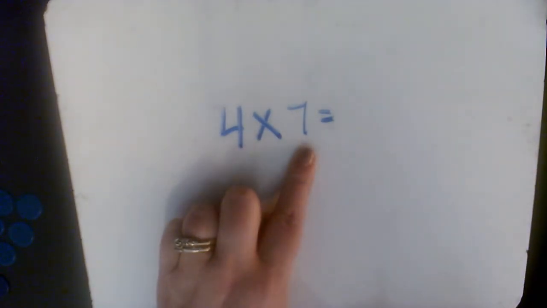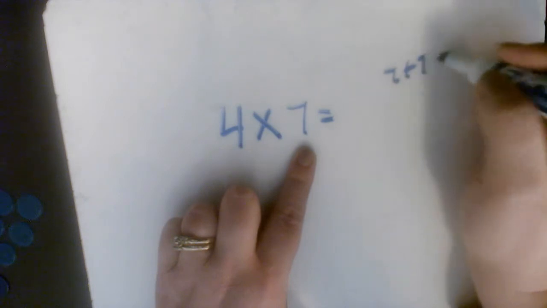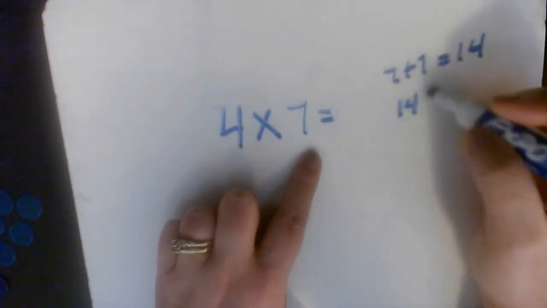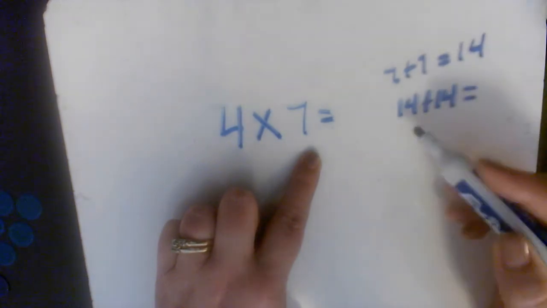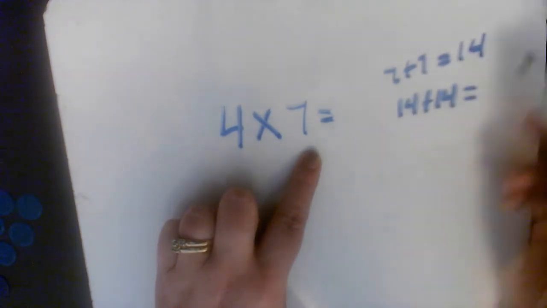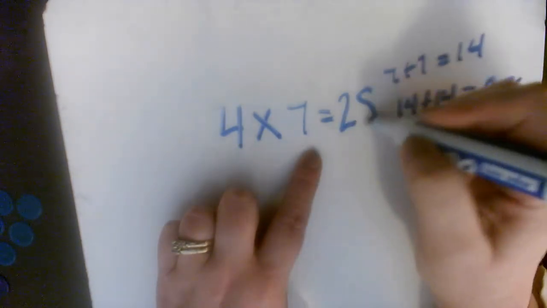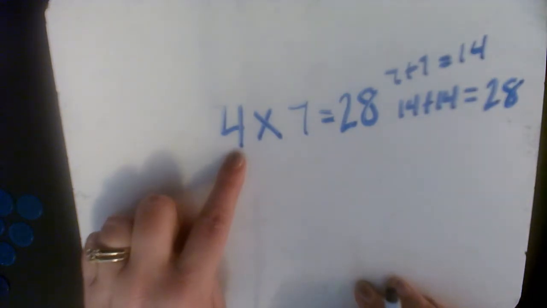Let's try one more. Let's do 4 groups of 7. Okay? I'm going to take the other factor, 7. I'm going to double that. 7 plus 7 equals 14. And double that again. 14 plus 14 equals 28. So double, double.